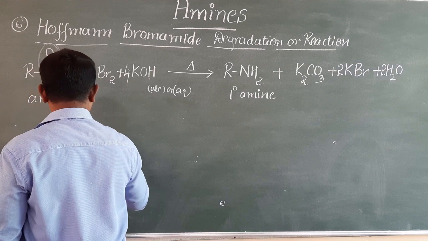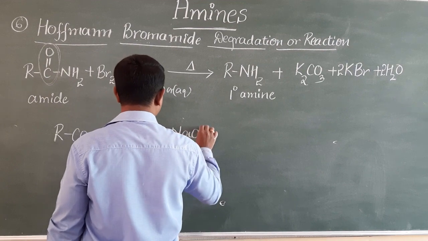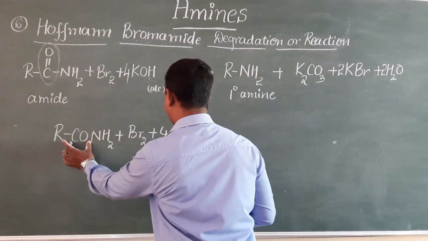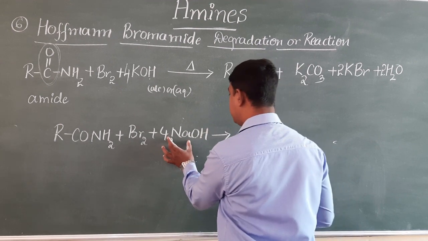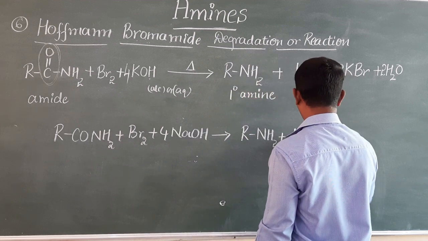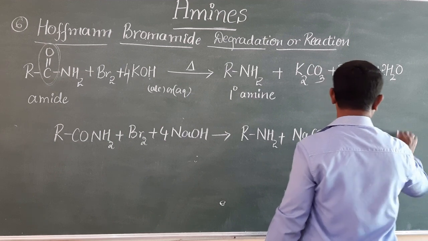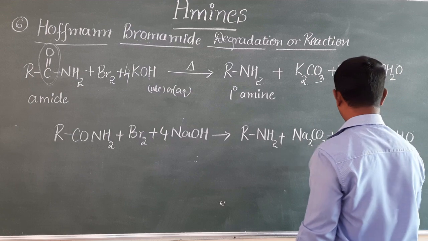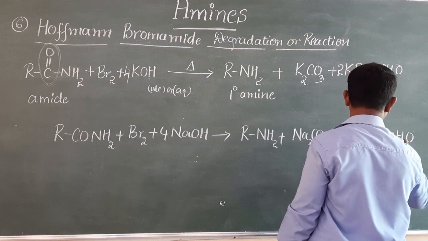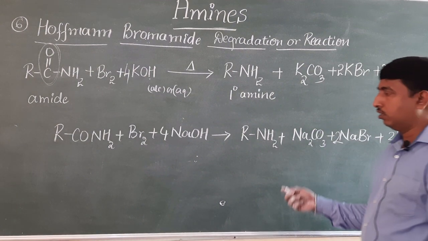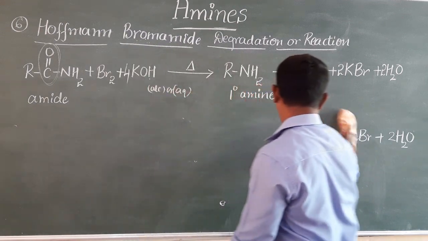RCONH2 treated with bromine and sodium hydroxide. The CO is removed, and we get primary amine. Since we are using sodium, I have to write sodium carbonate. The other product is sodium bromide, and one more is water. It is 2 NaBr, 4 NaOH, 2 H2O. We shall write one example for this, aliphatic as well as aromatic.